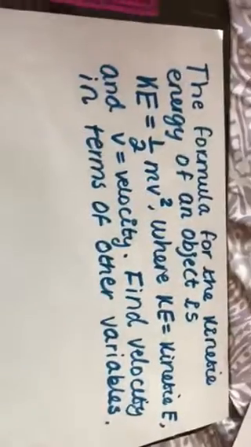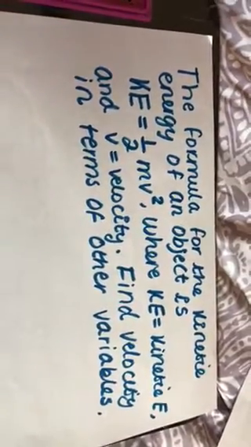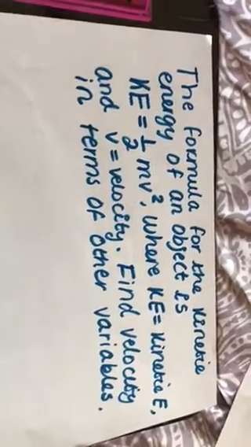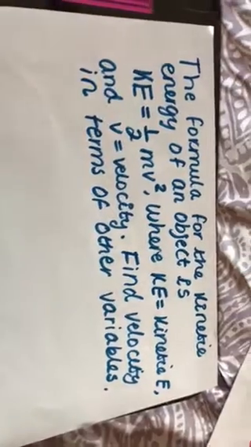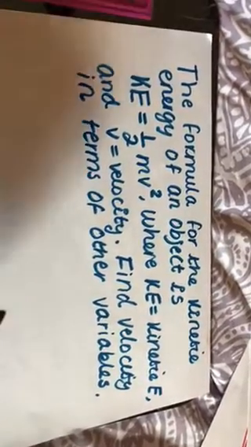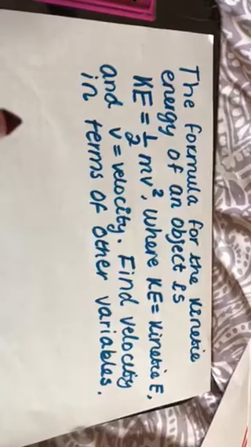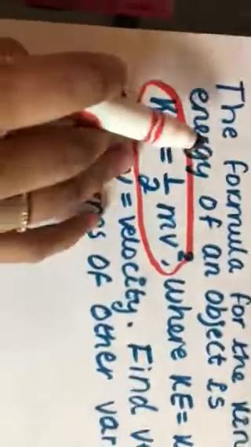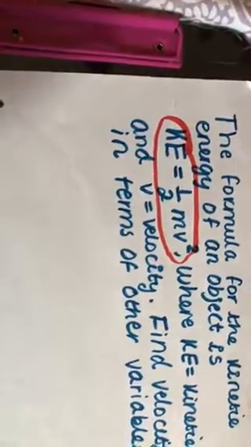Okay, so the next problem says the formula for the kinetic energy of an object is KE is equal to half mv squared, where KE is kinetic energy and v is velocity. So find velocity in terms of the other variables. So we're given this fraction that we need to solve for, right? So let's make it in simpler terms so we can cross multiply.